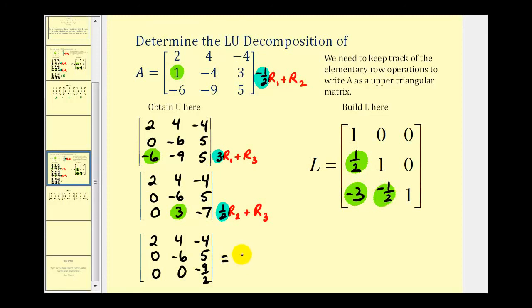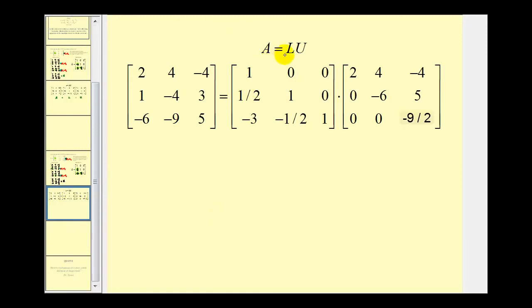So here's our upper triangular matrix, and here's our lower triangular matrix for our LU decomposition. So putting the pieces together, we know that A equals L times U. So A is the given matrix, L was our lower triangular matrix, which we built using the shortcuts, and U was the upper triangular matrix, which we found by performing row operations.